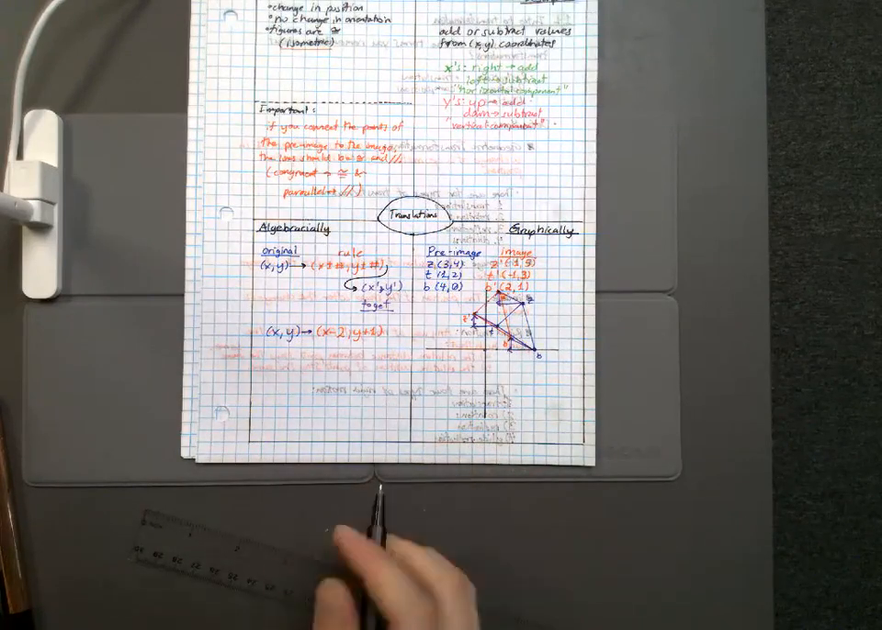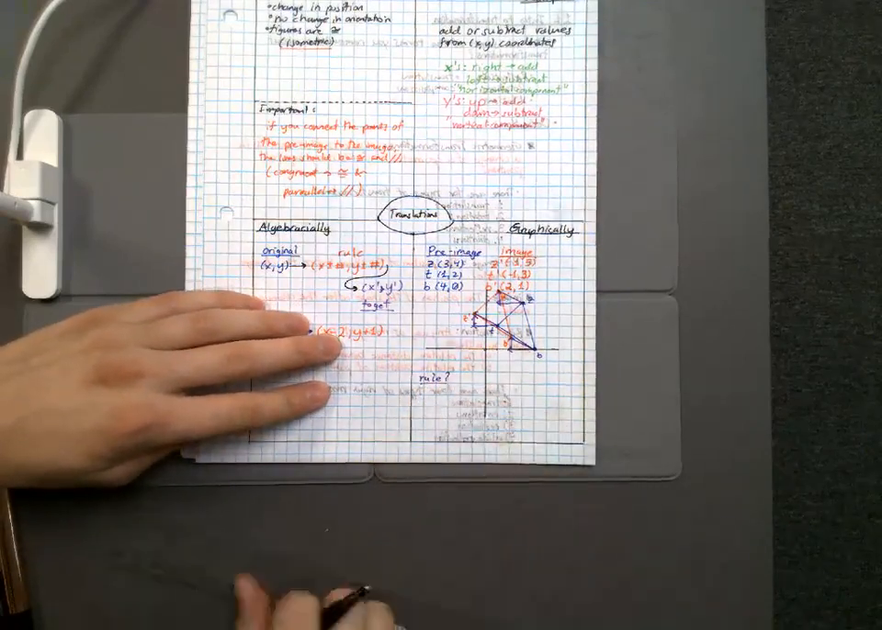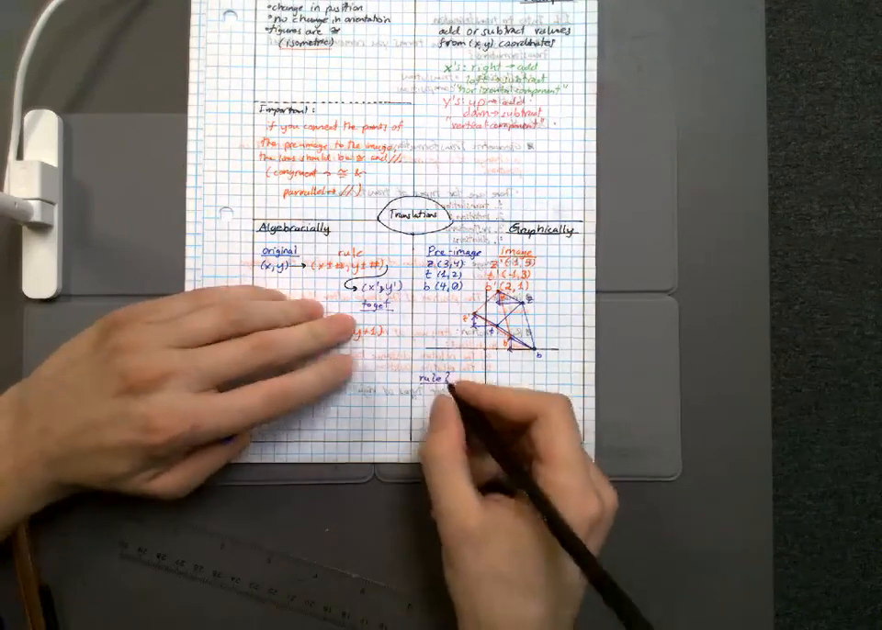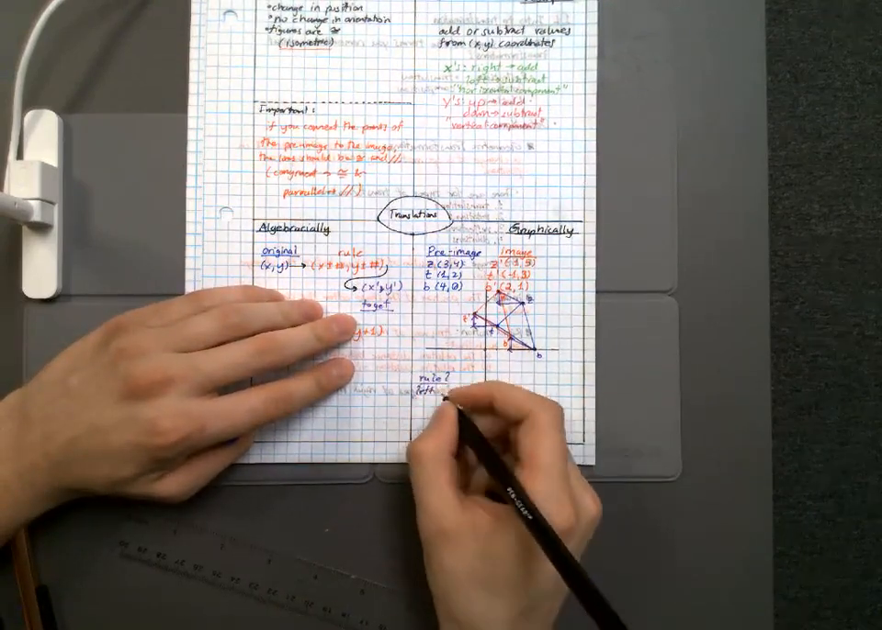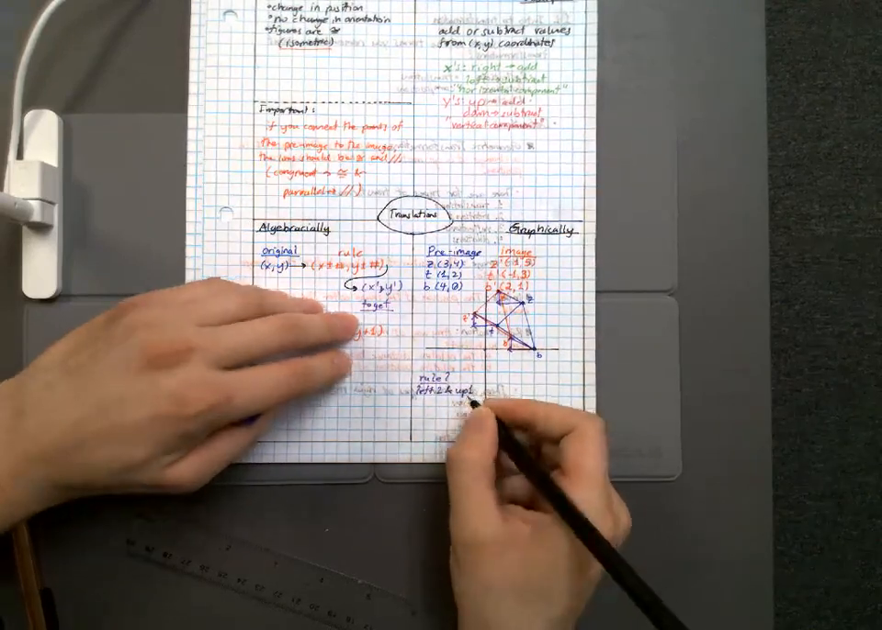Okay. And finally, just for an added bonus, the rule. Okay, I'll let you pause the video here and see if you can guess it first. Okay. The rule is left 2 and up 1.